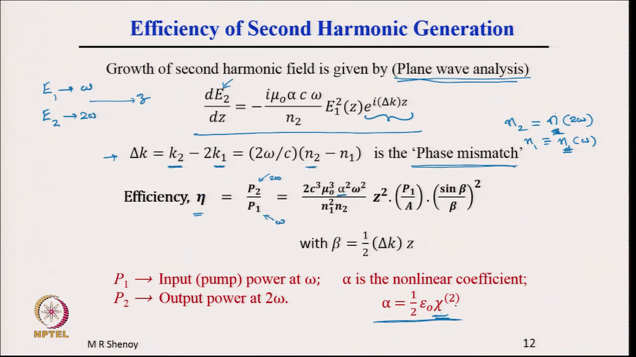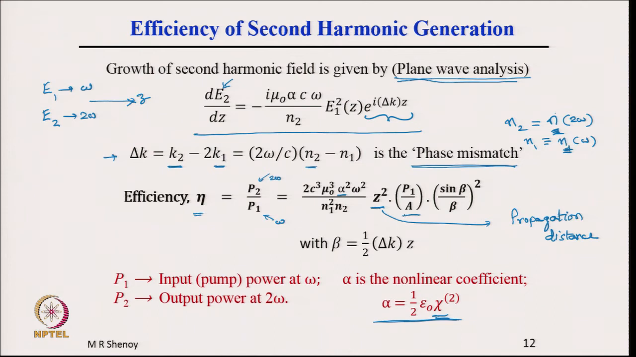Chi 2 is the nonlinear susceptibility of the medium, and larger the chi 2, larger will be the conversion efficiency. First point. Second, it is proportional to z square. Z is the propagation distance. This is because the wave is propagating as indicated here in the z direction. So, this is the propagation distance, so larger the interaction length, larger will be the efficiency.